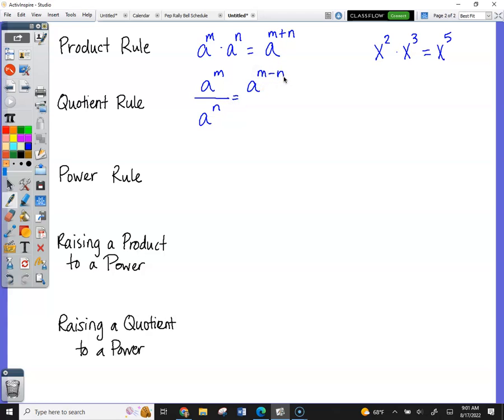And then the fraction's gone. And the way to remember the subtraction is, you probably know where I'm going with this, the fraction bar. Hopefully that will remind you, like, oh, okay, subtract the exponents.